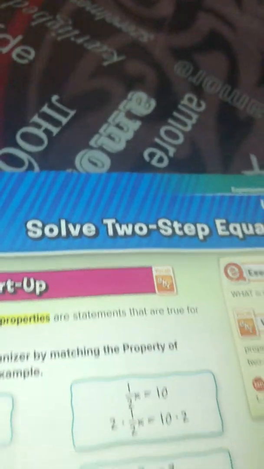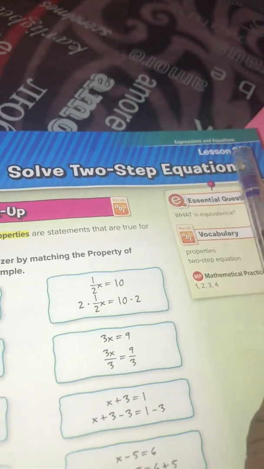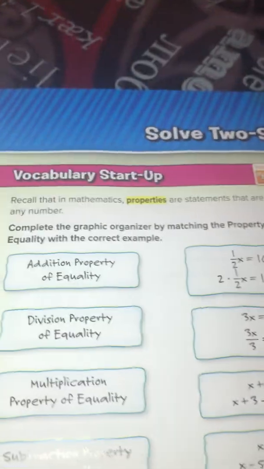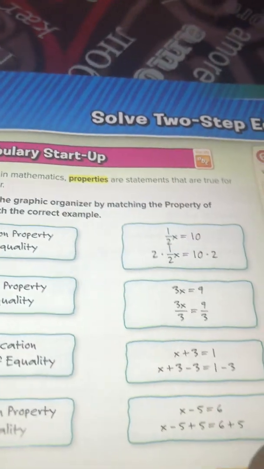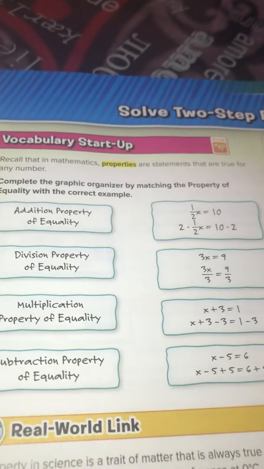Okay, grade 8. We're going to solve two-step equations. We are doing lesson 2 in chapter 2. This is chapter 2 and lesson 2, and the heading is solve two-step equations. I want you to do this graphic organizer. Okay?